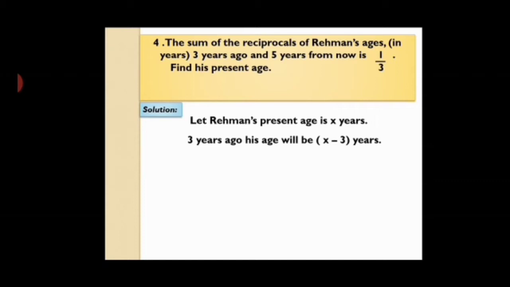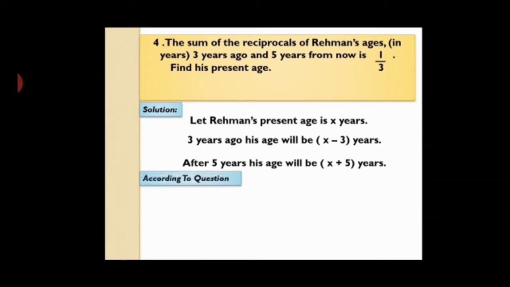So, we will first suppose that the present age of Rahman is x years. According to the question, 3 years ago his age will be x minus 3 years and after 5 years his age will be x plus 5 years. Now according to the question, the sum of reciprocals: the reciprocal of x minus 3 will be 1 upon x minus 3 and the reciprocal of x plus 5 will be 1 upon x plus 5, and when we add these two we will get 1 by 3.